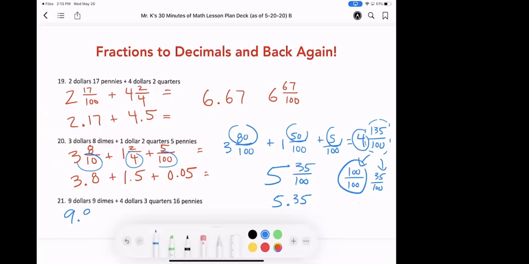Last one, we had $9.09, which is 90 cents or 9/10, same as 90 hundredths, plus $4.03, which would be 75 cents or 75 hundredths, plus 16 pennies, which would be 16 hundredths. And when we add all of that together, I believe we get $14.81. Whew, I know that was a lot. Well done, well done.